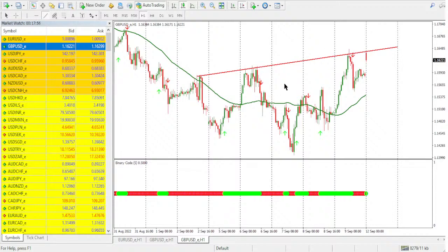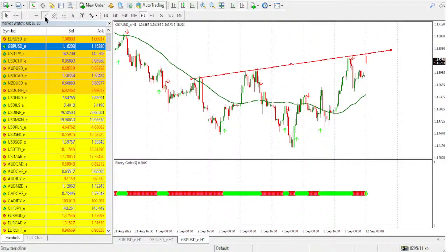We have a very good resistance here. We have a resistance, another resistance, and another resistance there. Then on the lower side, we have a supportive trend line. This is a resistance, and this is a very good place to sell from.